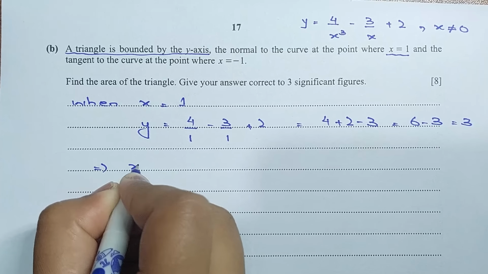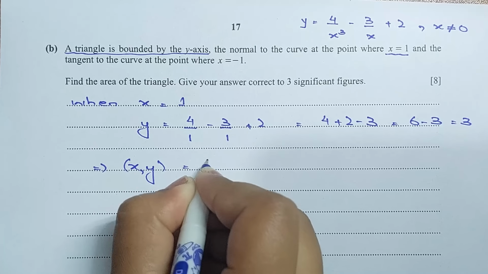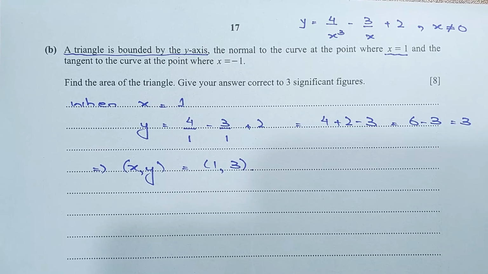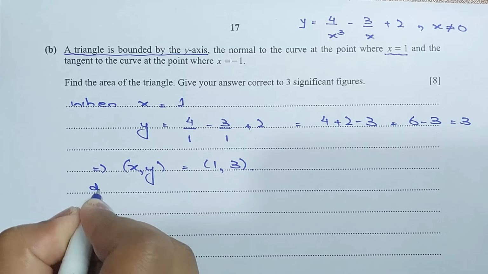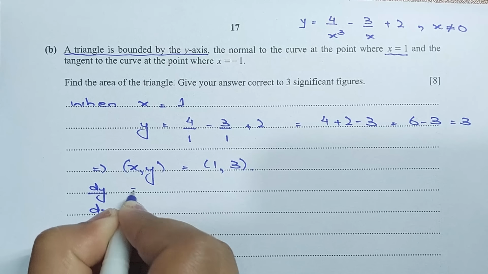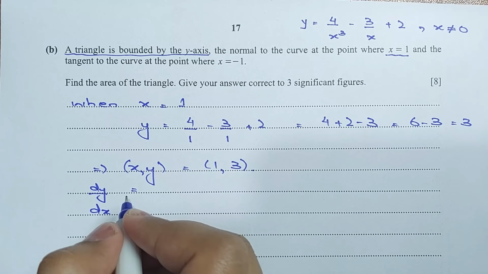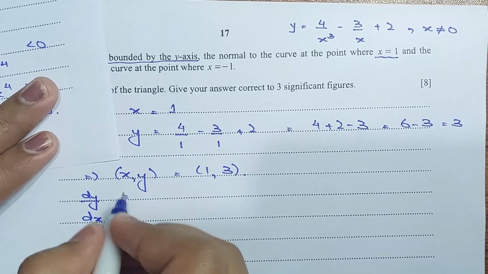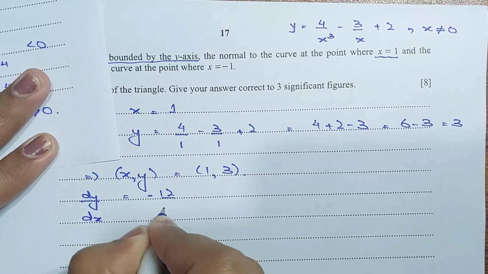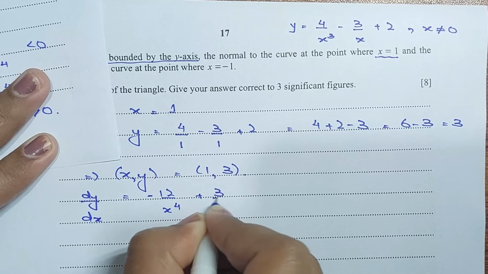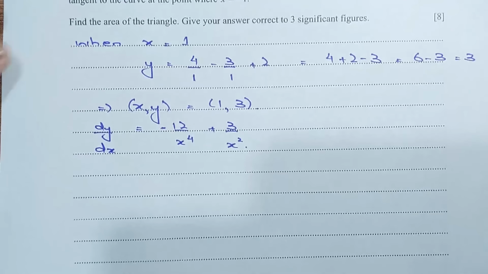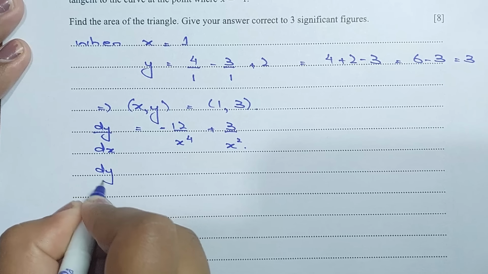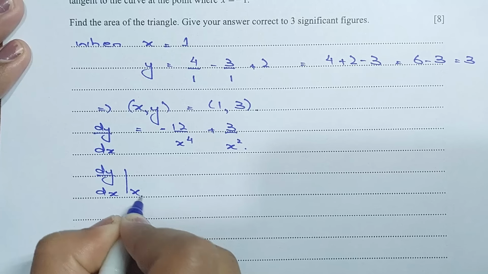So we can say x, y is going to be, when x is 1, y is 3, right? So let me write down the equation of normal. Okay, so for the equation of normal we need the derivative dy over dx as well. Dy by dx, we have done the derivative in the first part. Yes, that is the derivative, dy by dx. Let me rewrite this. This is negative of 12 over x to the power 4 plus 3 over x squared. That is the derivative.